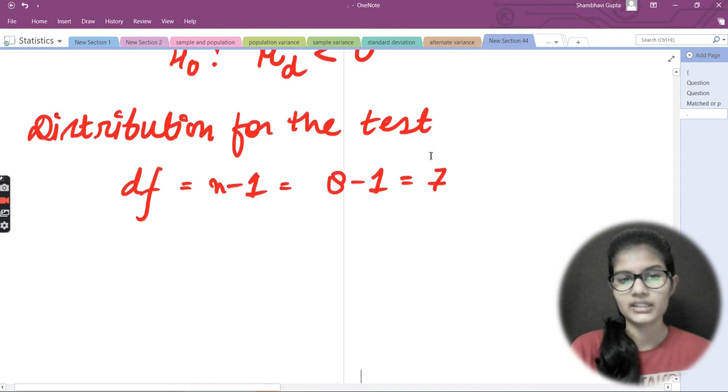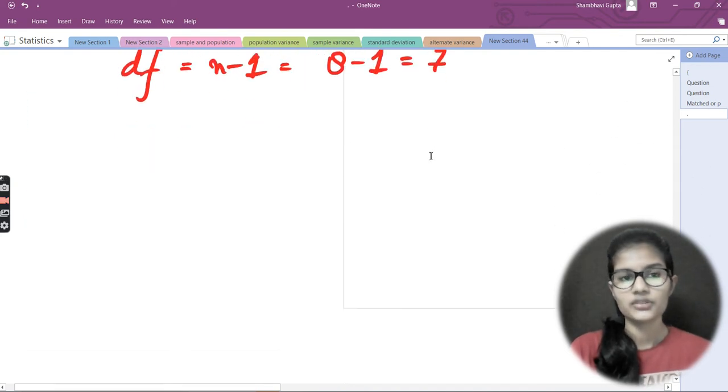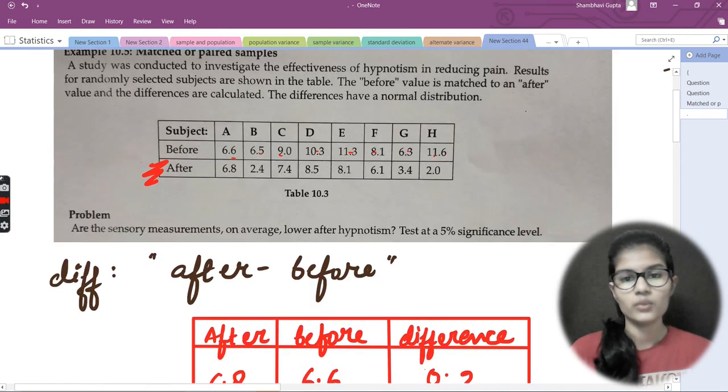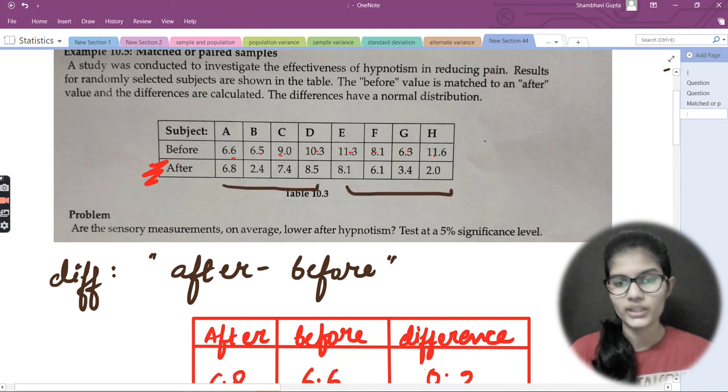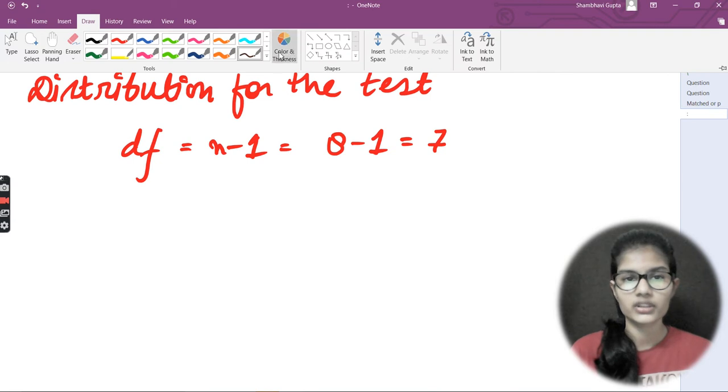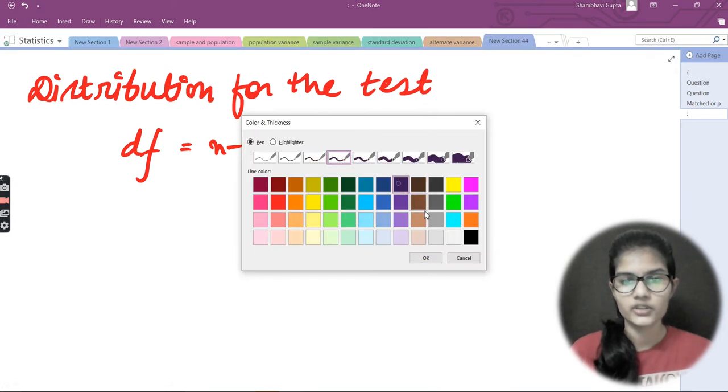After that we were having the distribution for the test. Right, so these were some things which we were having here. We found n minus 1, that is 8 minus 1 is equal to 7. So n was the total count of these before values, the total count which I was having, right? So we were having in total 4 plus 4, these 8 values, right? So this is the n for us. So I hope you got this much of what we discussed in the previous video.